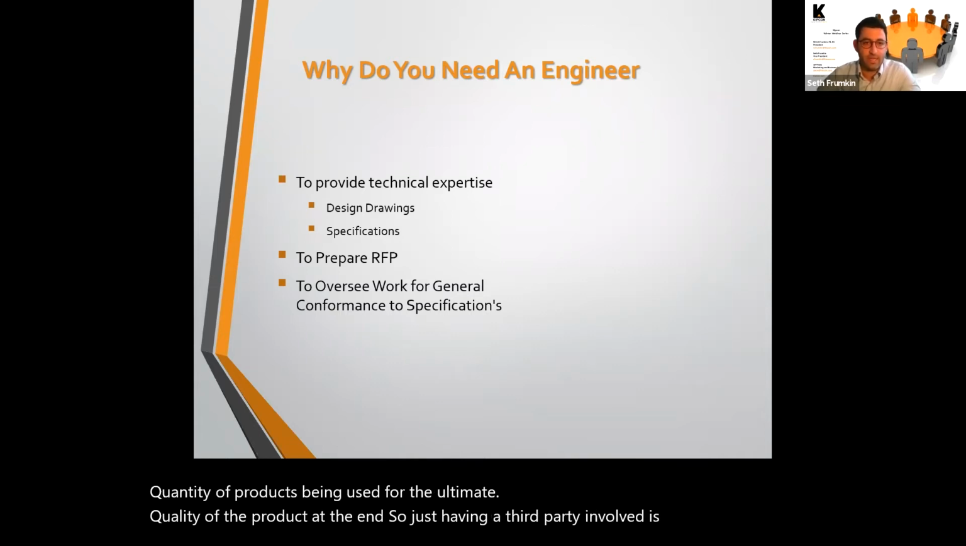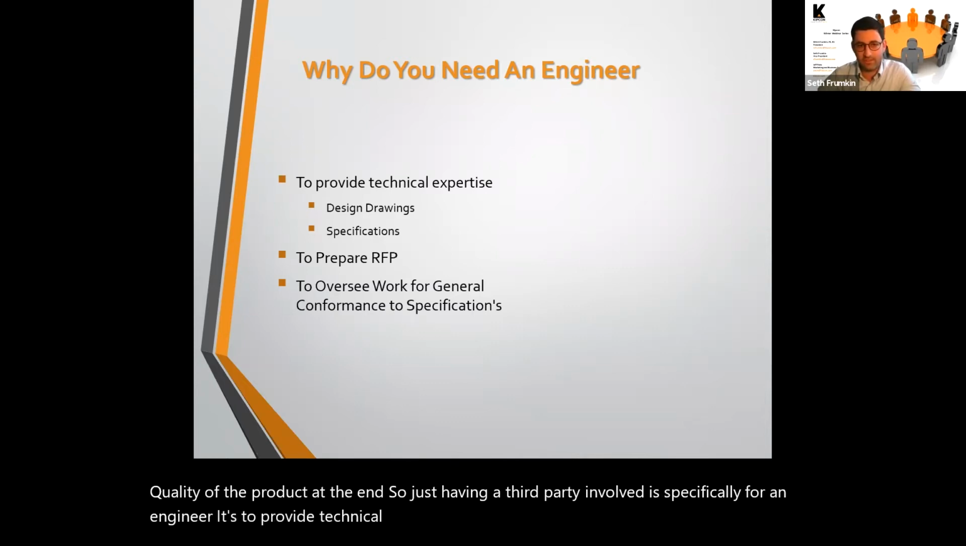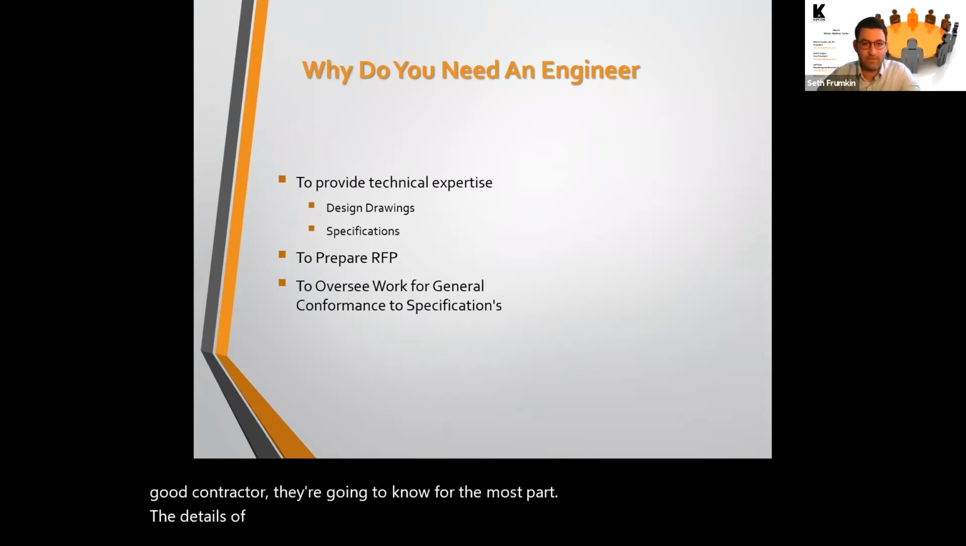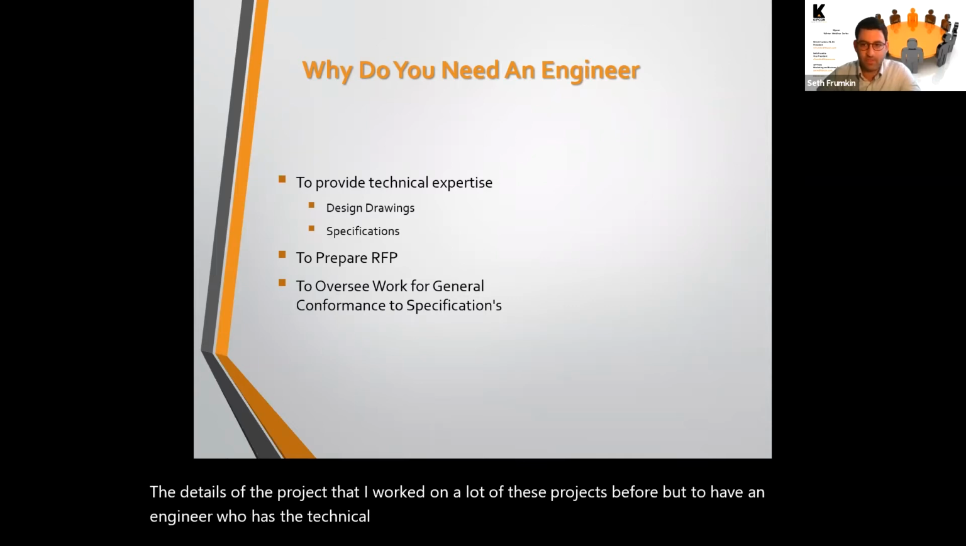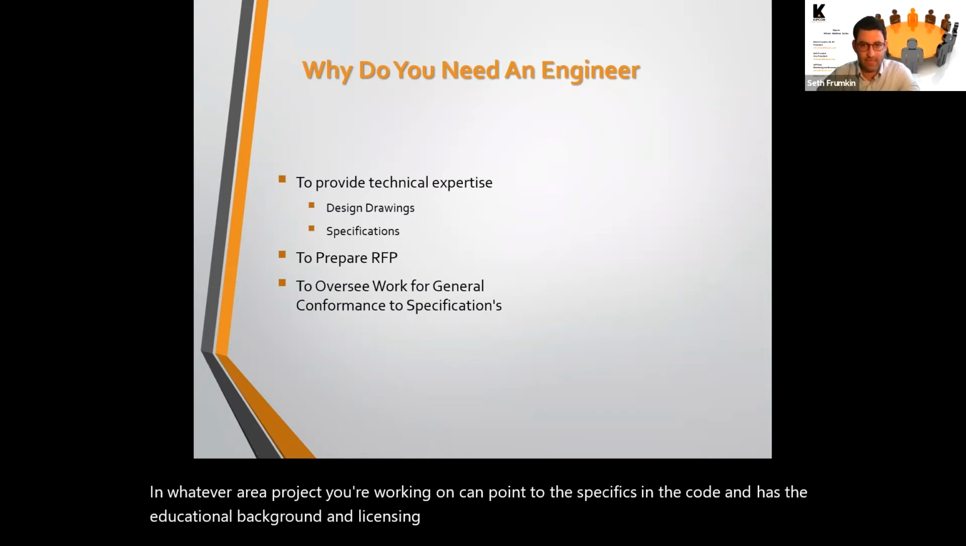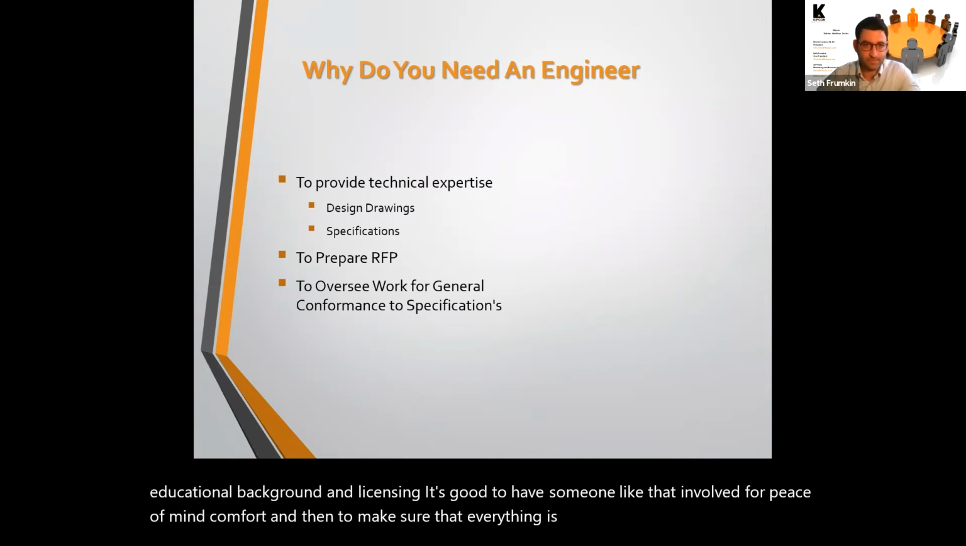Specifically for an engineer, it's to provide technical expertise. As I mentioned, the contractors, if you have a good contractor, they're going to know, for the most part, the details of the project. They've worked on a lot of these projects before, but to have an engineer who has the technical background in whatever area of project you're working on, can point to the specifics in the code, and has the educational background and licensing. It's good to have someone like that involved for peace of mind, comfort, and to make sure that everything is specifically in the place that it should be.